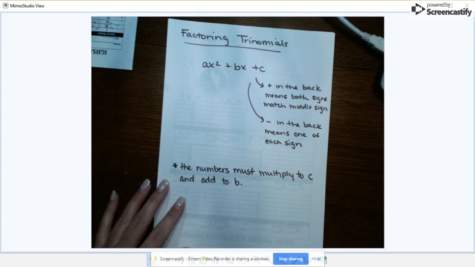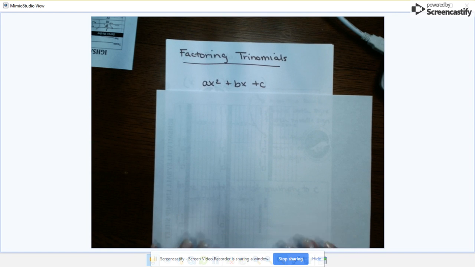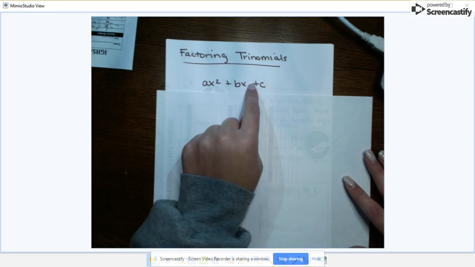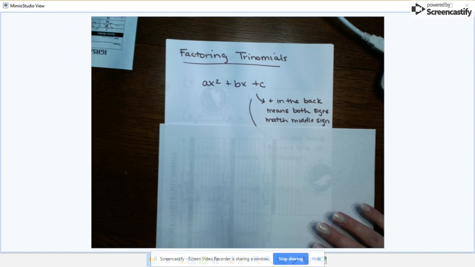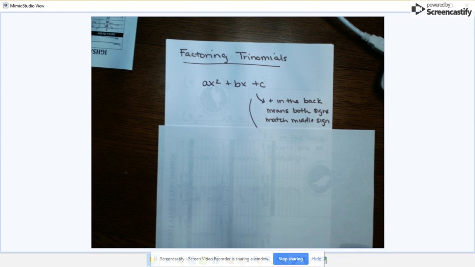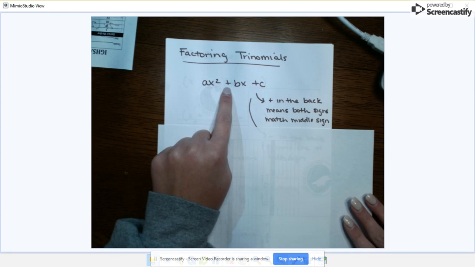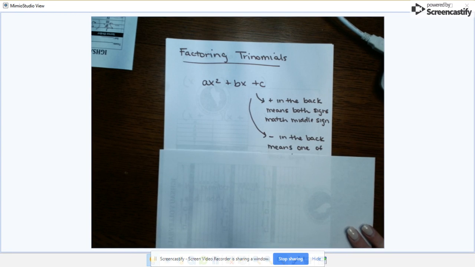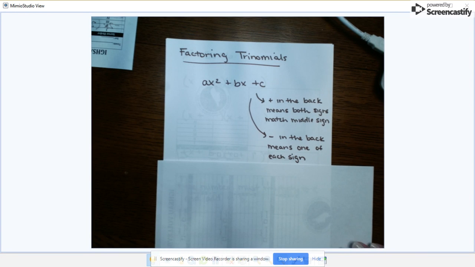Then we're going to look at factoring a trinomial. So we're going to look at factoring something like this, ax squared plus bx plus c. There's a couple hints. If this sign in the back is a plus, then that means in both of my parentheses, because like I said before, we're undoing that FOIL method, so our goal is to get back to 2 sets of parentheses, this plus in the back means that both signs in my parentheses will match this middle sign. If, however, that sign is a minus, then it means that in one parentheses I'll have a plus sign and in the other I'll have a minus. We'll do some examples to help make sure that makes a little more sense.